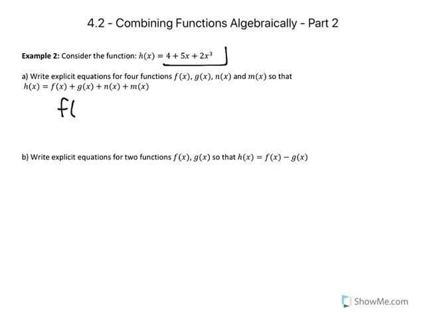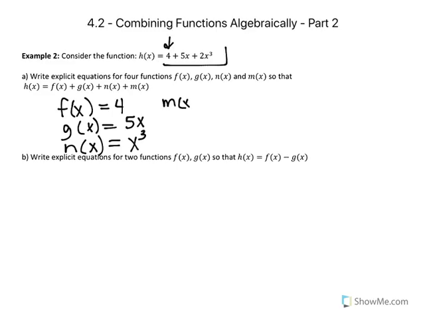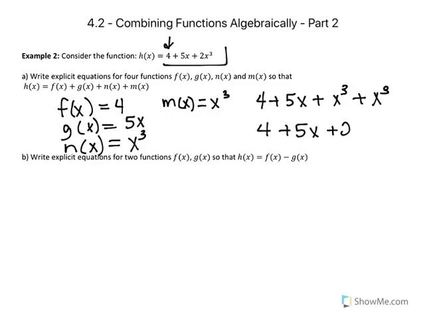So I'm going to say f of x equals 4, because that's my first term. And I'm going to say g of x equals 5x, because that's my second term. And I have to do two more terms. So I'm going to split this 2x cubed to say that n of x is x cubed, and I'm going to say that m of x is x cubed. So when I add them all together, I have 4 plus 5x plus x to the power of 3 plus x to the power of 3, and I get 4 plus 5x plus 2x cubed.